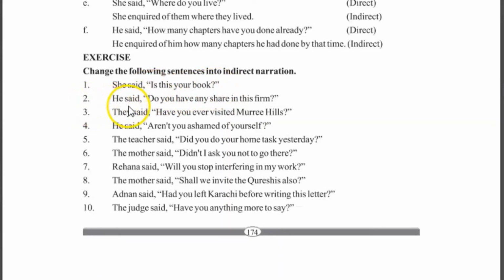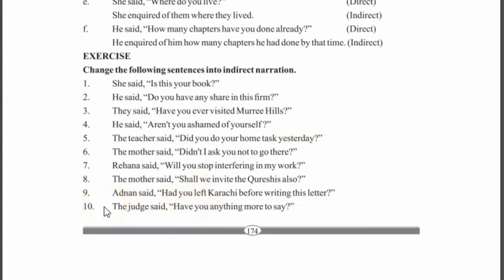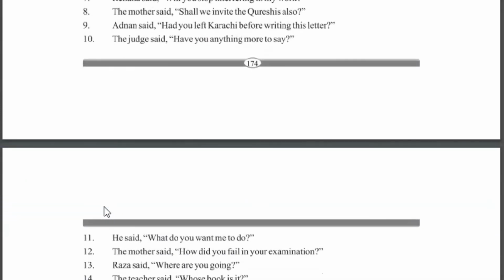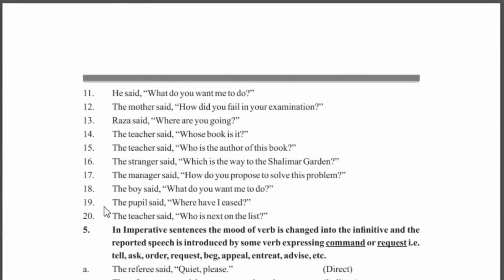Second one is, he said, "Do you have any share in this firm?" You have to solve these sentences by following the example discussed above. And third one is, have you. All of these first three, the fourth question also starts with an auxiliary. Fifth with an auxiliary, you will use if or whether in these sentences. And up to question number 10, you have to use if or whether to solve these.